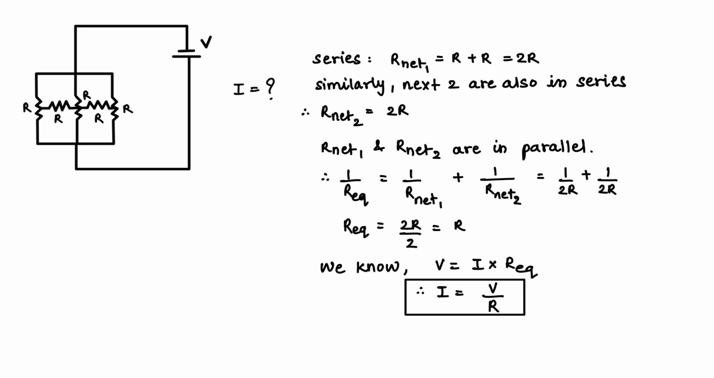So, 1 by R equivalent is equal to 1 by R net 1 plus 1 by R net 2, which is equal to 1 by 2R plus 1 by 2R. So R equivalent becomes 2R by 2, which is equal to R. Now we know by Ohm's law that V is equal to IR. So I is equal to V by R, since the R equivalent here is R.